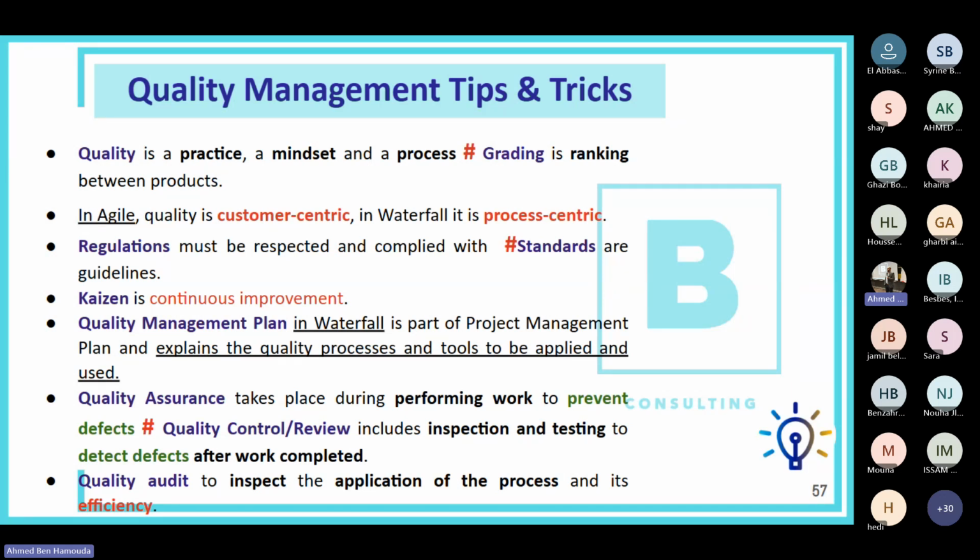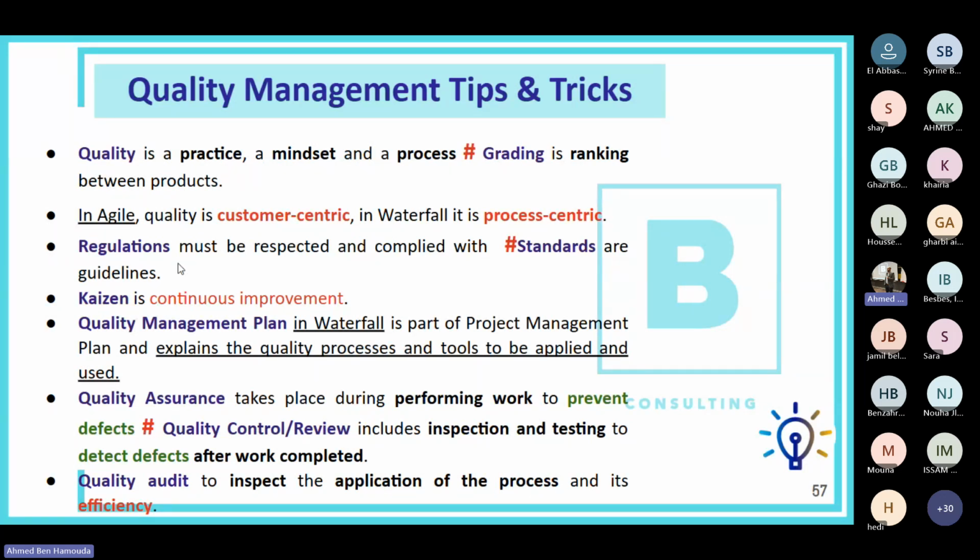Okay. In Agile, quality is actually customer centric. So, in each project, we're applying the necessary quality, or we're performing the quality that is actually requested by that client. However, in Waterfall, quality is generally process centric, which means regardless of who is the customer, we have the same process for quality that we apply on all projects.